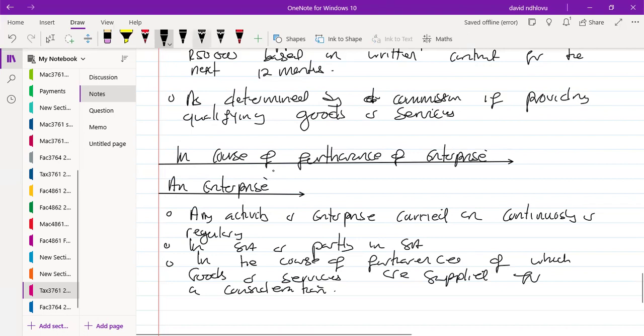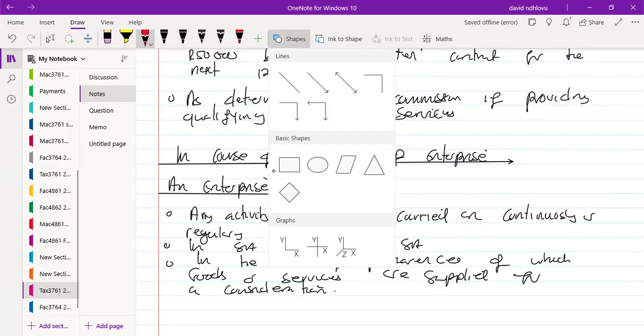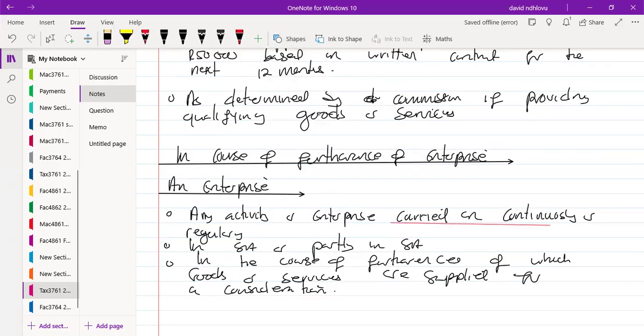There are key things in that definition. Number one is you must be carrying on an activity continuously or regularly. Which means once-off transactions that are not repetitive by nature will not be defined as enterprise and will therefore not attract VAT because they are not enterprise. Remember, all four requirements must be met. There must be a supply of goods and services by a vendor in the furtherance of enterprise. What is enterprise? An activity carried on continuously.